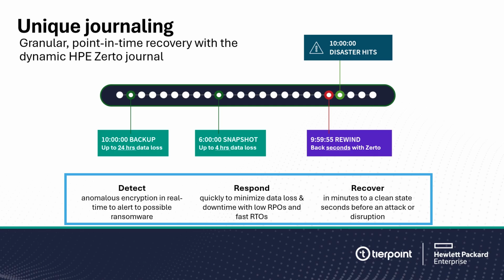So when a disaster does hit, you can recover to just a few seconds before the attack, or you can go back further if you need to, in order to get to the known good point of data that you want to recover from. And that's just going to depend on what the nature of the disruption was. For example, in a cyber attack, you may need to go back further to find that clean checkpoint before the actual cyber attack started, maybe encrypting data, maybe deleting data, etc. So once you identify that point in time, you can go back and recover to that point in time.